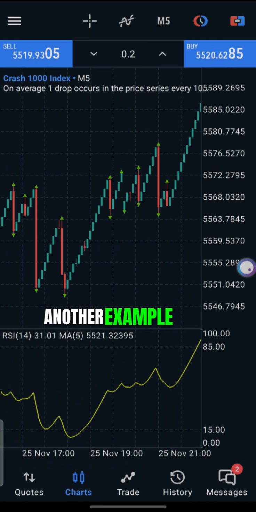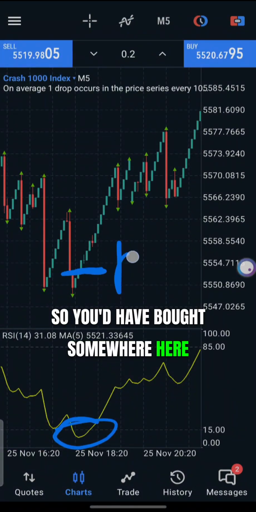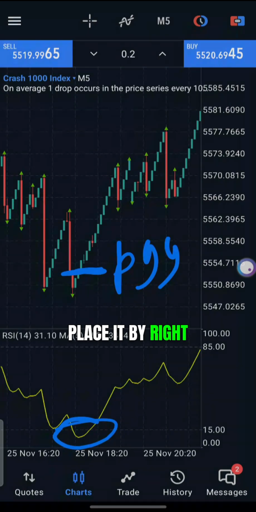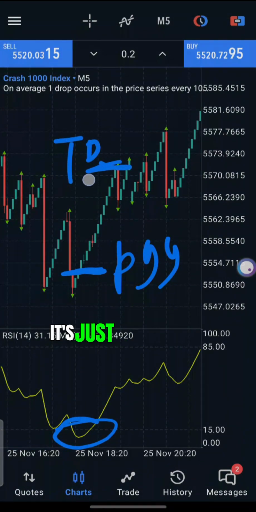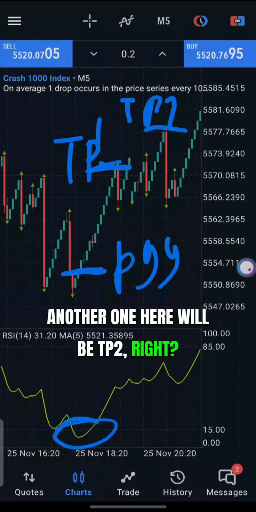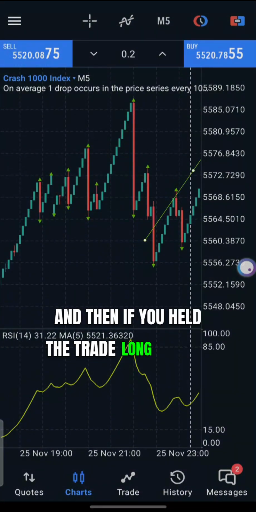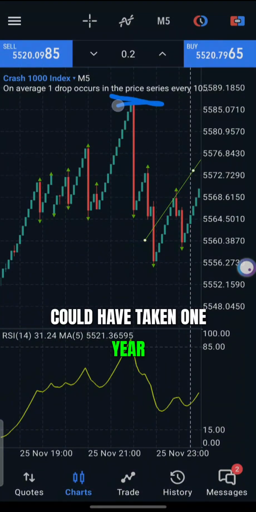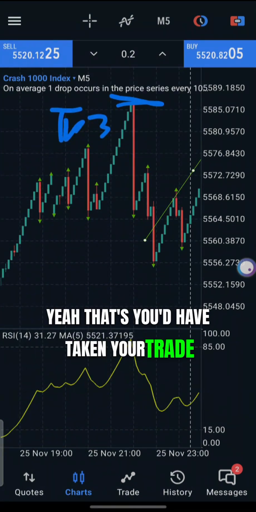Okay, here's another example right there. As you can see, the moving average went below the 15. So you'd have bought somewhere here. Place your buy, then price went all the way up here. You could have taken your profit there, let's say TP1. Another one here would be TP2. And then if you held the trade long enough, you could have taken one here. That would be TP3. That's where you'd have taken your trade.